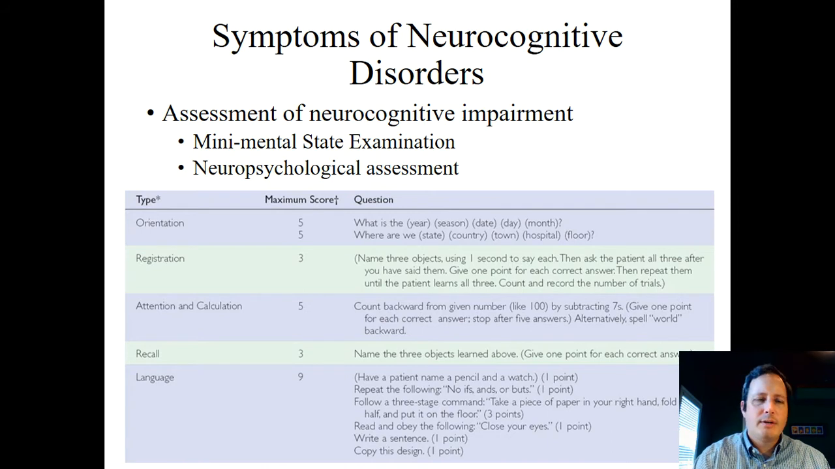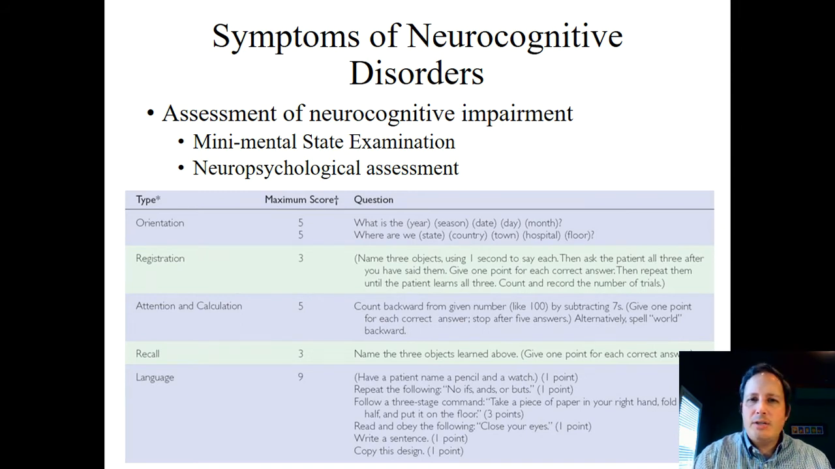The first is your orientation, like what is the year, the season, the date, the day, the month, where are we right now, that is, are they oriented to their place. The next type is registration. So it's things like name 3 objects using 1 second to say each. And then you ask the patient all 3 that you've just said to them, and you give them 1 point for each correct answer, as you can see in the scoring there.